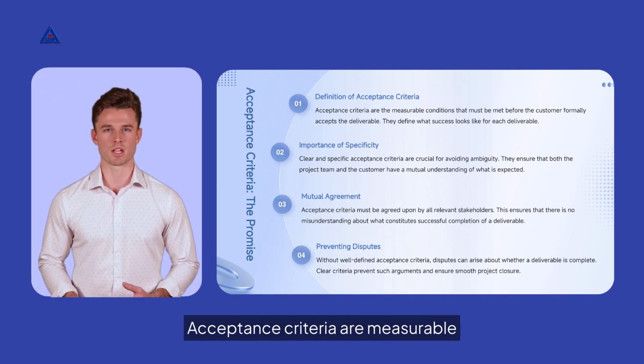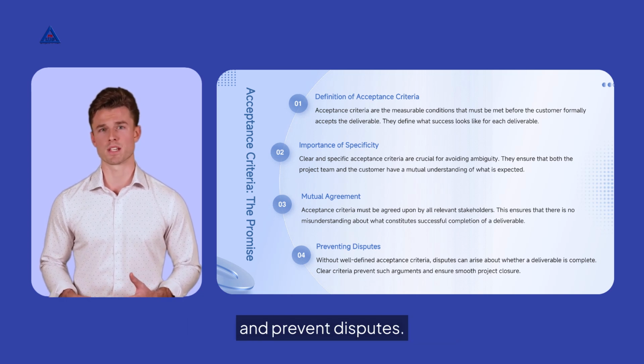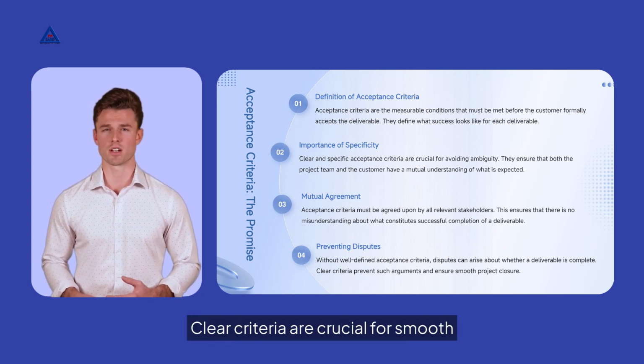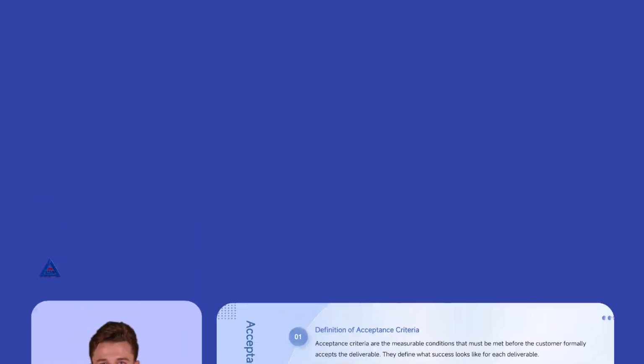Acceptance criteria are measurable conditions for deliverables. They ensure mutual understanding and prevent disputes. Clear criteria are crucial for smooth project closure and successful completion of deliverables.